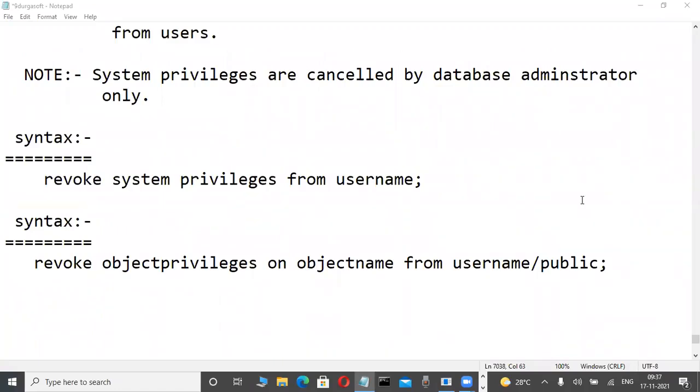Revoke system privileges from user. Revoke object privileges on object name from user. You have to connect for all these things as user sys. Loading is in progress, the system is also working. The tick mark is very important. Finished, I'm checking now.